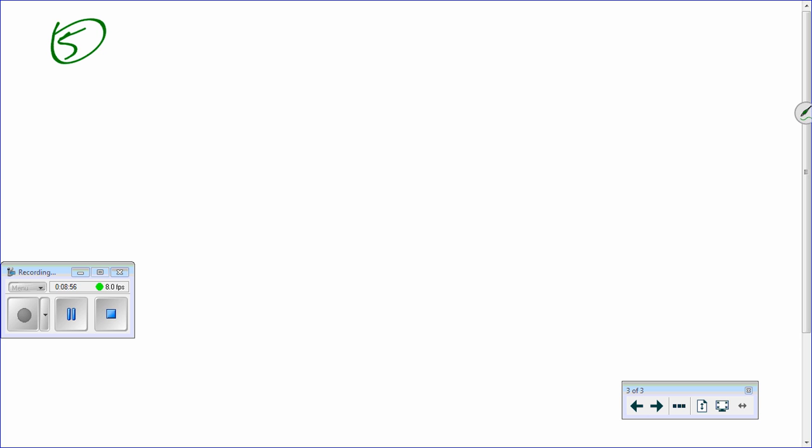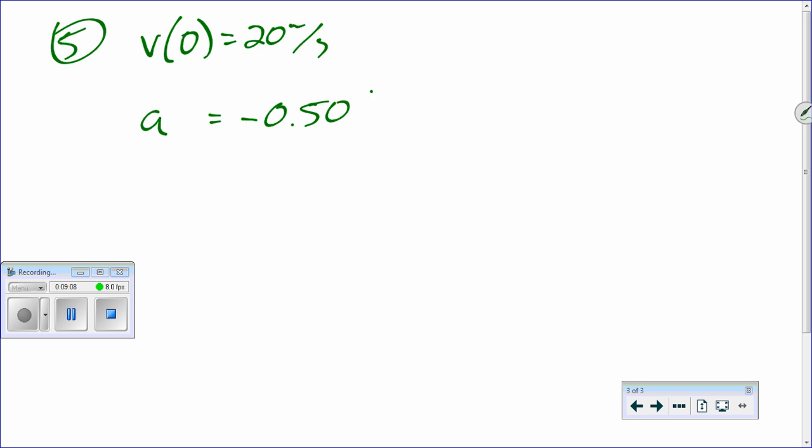A car has an initial velocity of 20 meters a second. It slows down with an acceleration given by negative 0.50 t. Is that a constant acceleration, you guys? No. Because it depends on time, right? Different values of time will give you different values for acceleration. If it had been this, that's constant acceleration, right? Because if you take the derivative, you get negative 0.5.